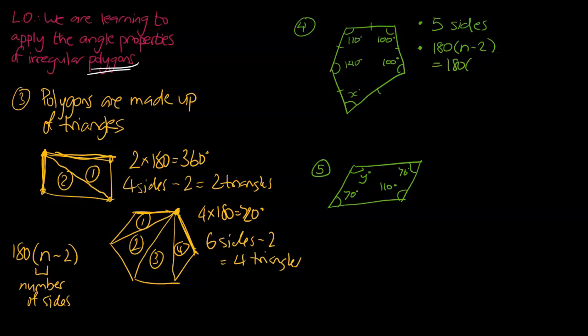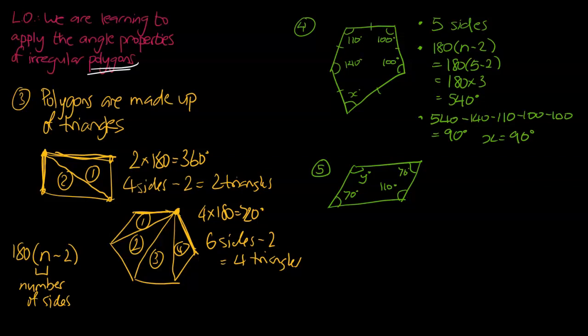That's going to be 180 (5 minus 2). And 5 minus 2, because we've got to do the maths in brackets first, is going to be 3, which comes to 540 degrees. So the total angles should all add up to 540 degrees. I'm now going to calculate x. I've got 540, that's the total. I'm going to take away all the ones I know. So I'm going to take away 140, take away 110, take away 100, and take away another 100. Put that into your calculator, and you're getting 90 degrees. And that there is how much x is equal to. So x is equal to 90 degrees.